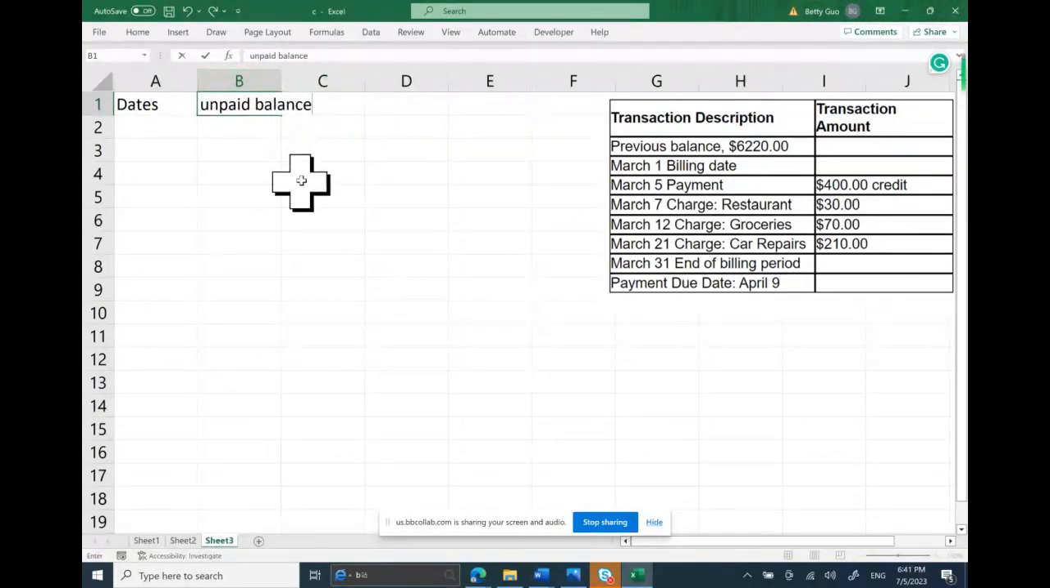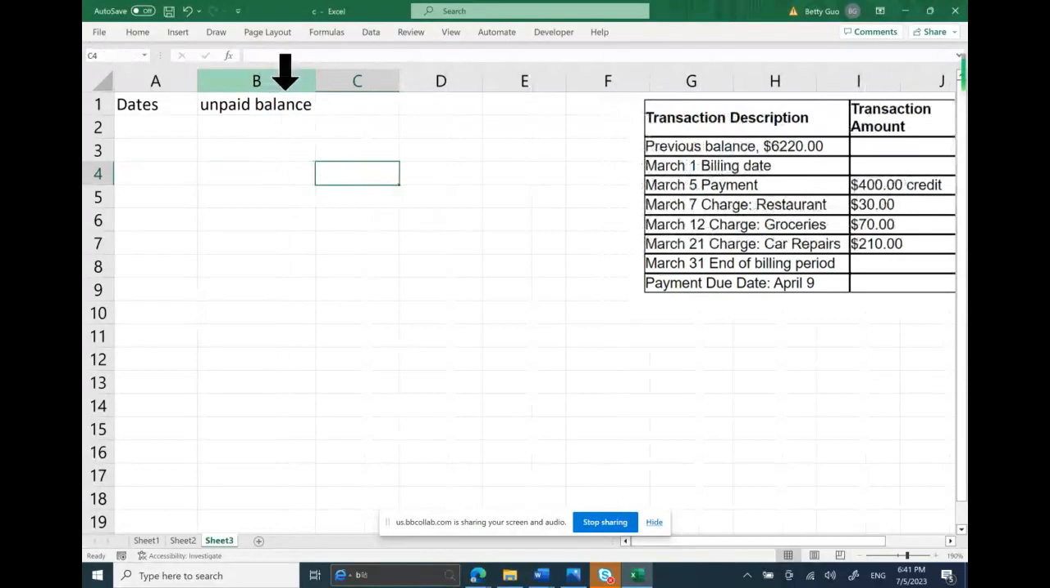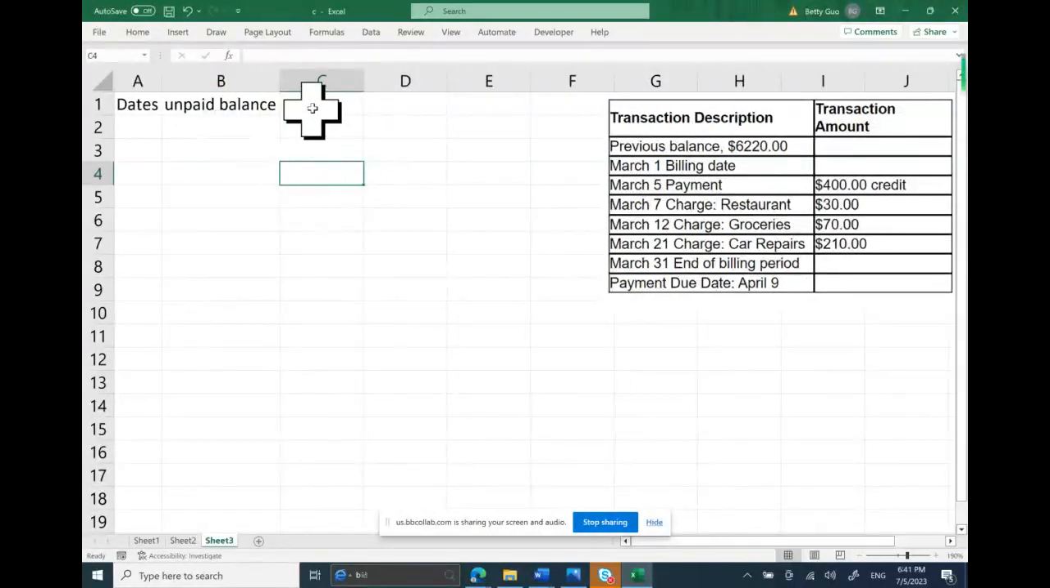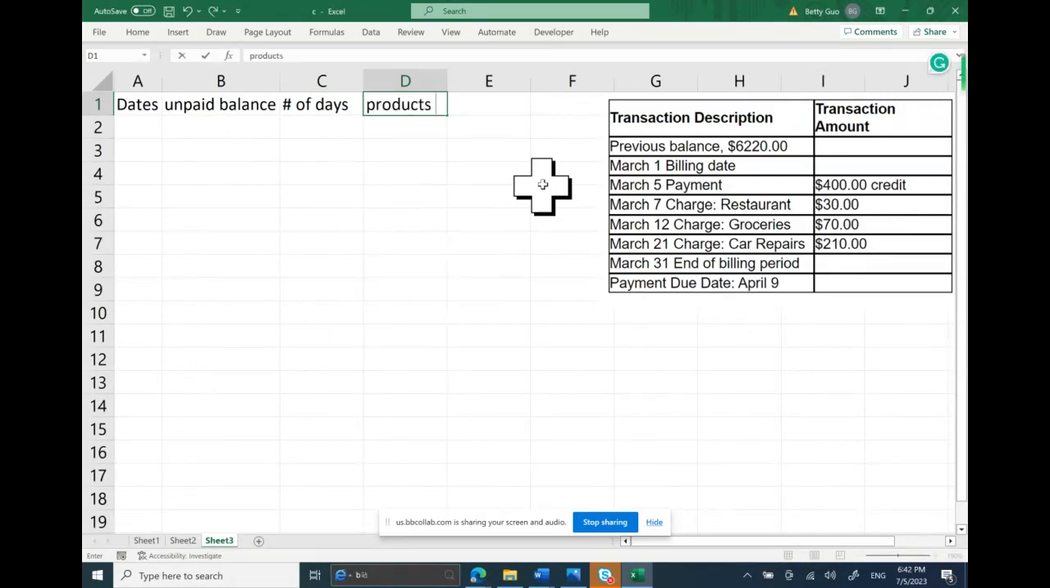If I double click this, I would have the proper width for each cell. The third column is going to be the number of days. I'll explain the number of days. And the last column is going to be the products. All right, so this is what I do. On your scratch paper, you should have a table with those 4 columns.